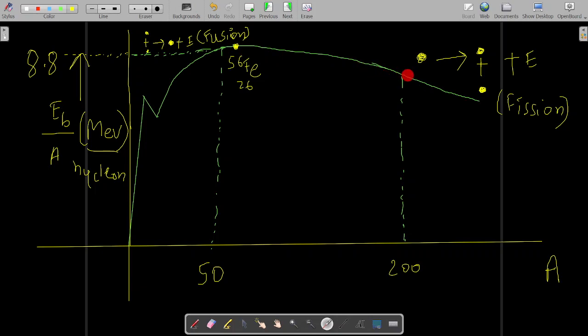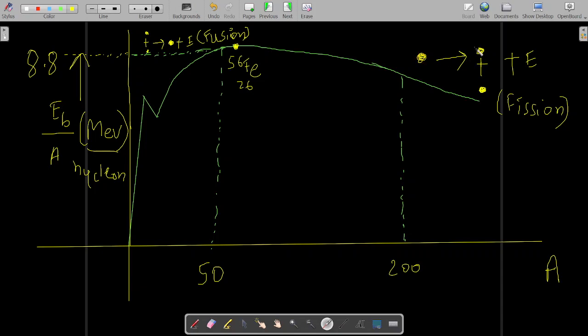Then in this region, above 200 atomic mass number, the stability has decreased very much. So in this particular region of the graph, the binding energy per nucleon is very small. In order to attain stability, the nuclei over here undergo fission. A heavier nucleus will break down into two smaller nuclei.